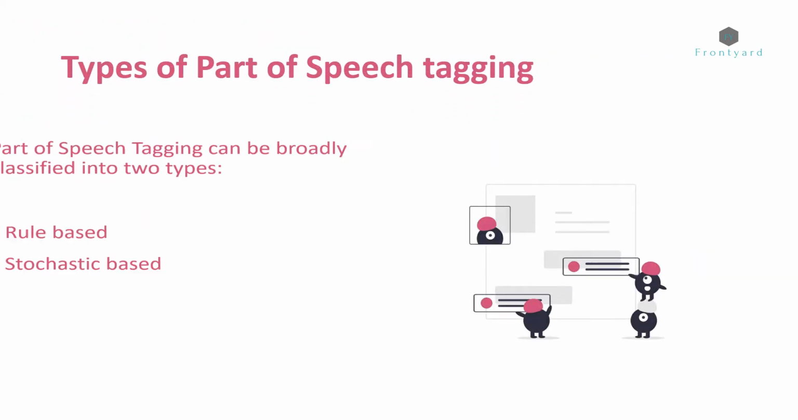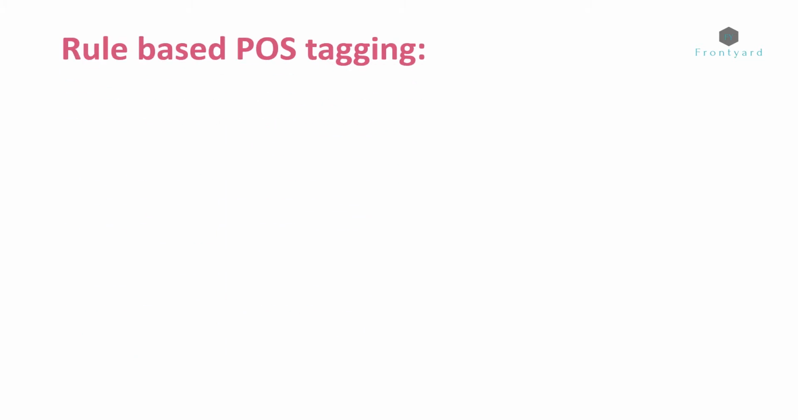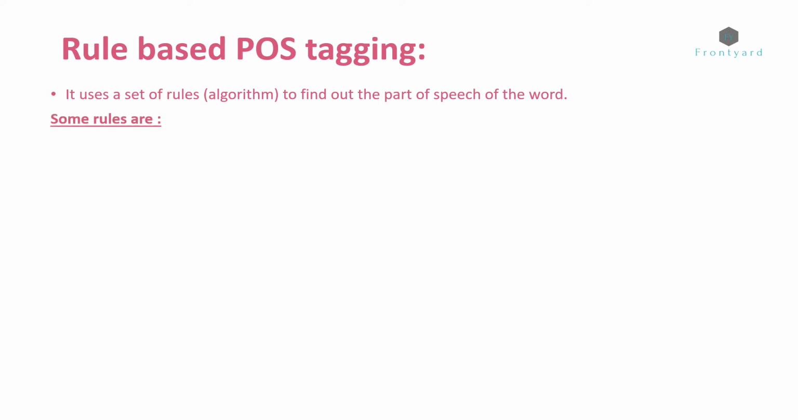Part of speech tagging can be broadly classified into two types: rule-based POS tagging and stochastic-based POS tagging. Rule-based POS tagging uses a set of rules or algorithms to find out the part of speech for a particular word. Some rules are: a word succeeded by an article is a noun.